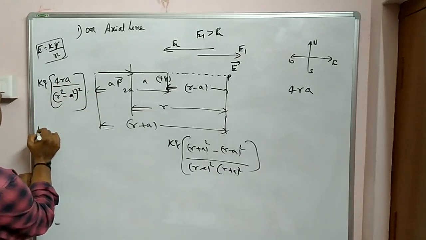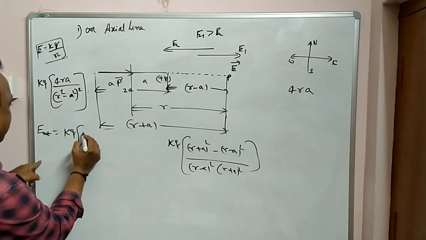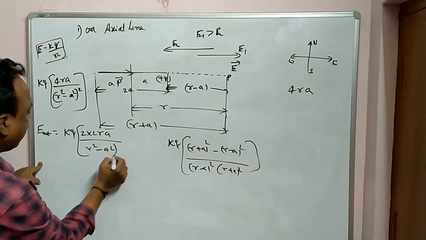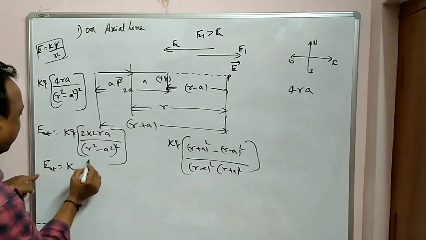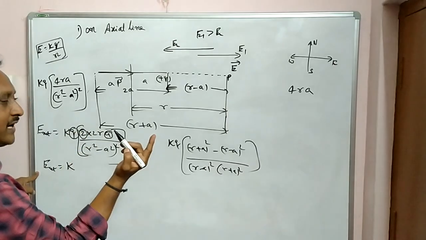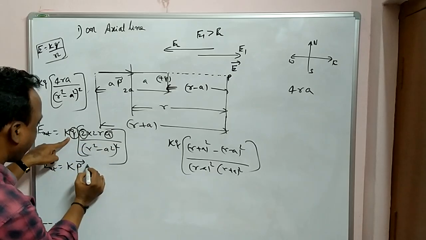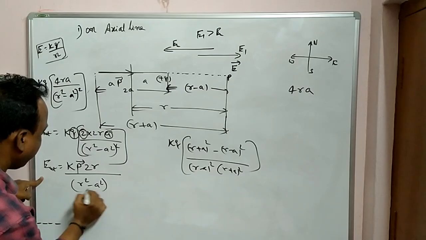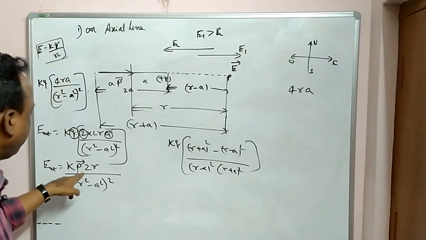Observe carefully: E net on axial line is equal to kq, and this 4 and 2, into 2RA by r square minus a square whole square. So E net on axial line is equal to K. What is 2AQ? Dipole moment, electrical dipole, that is P. This 2AQ is the dipole, and there is another 2R here, by r square minus a square whole square. And K, you know, is 1 by 4 pi epsilon, a constant value.